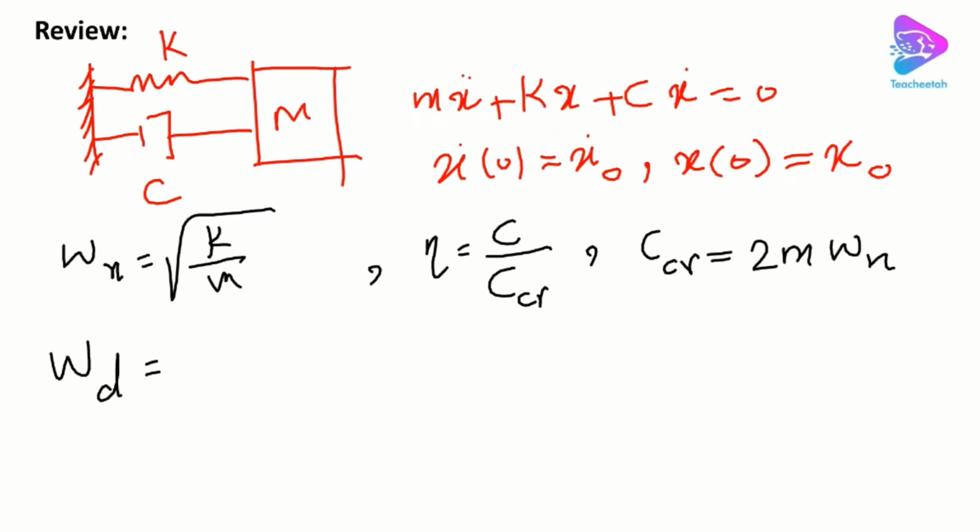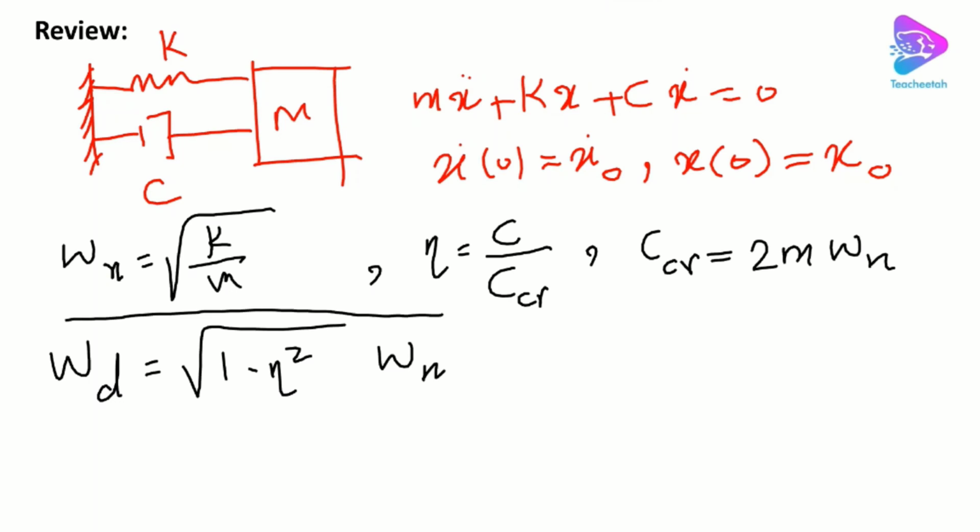So omega d is equal to square root of 1 minus zeta squared times omega n. As you see, omega d is a little bit smaller than omega n, so it depends on the value of zeta. Then we can have omega d if the system has a harmonic motion, which is the case that we have the damped frequency. So remember, in order to find the response of the system, we need to solve the second order differential equation and apply the initial conditions.